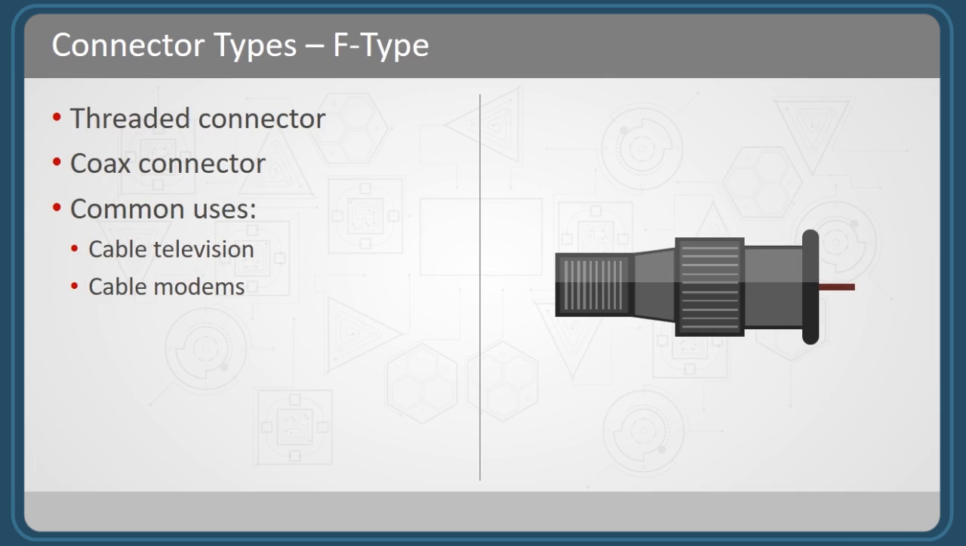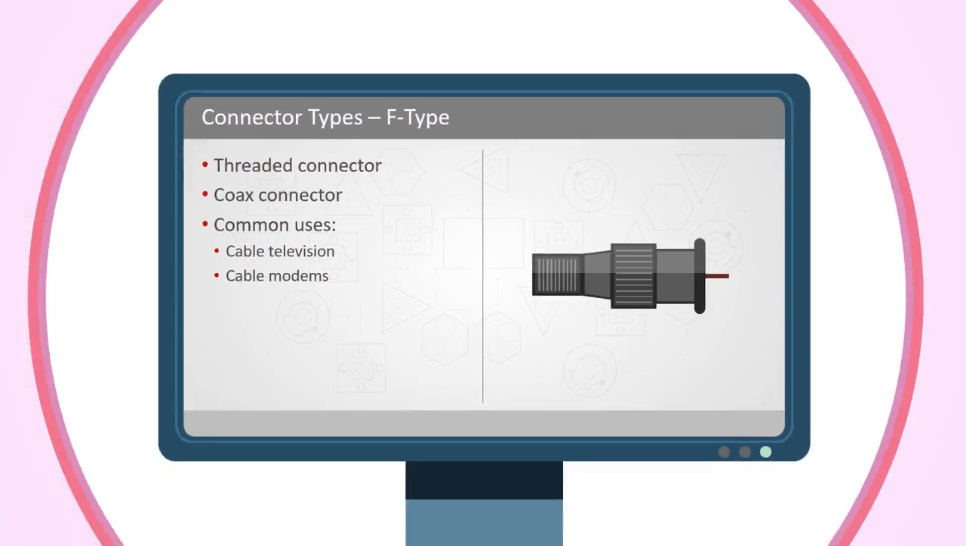And finally, the F-type of connector. This is a threaded connector, so you screwed it on, and this was also used with coaxial cable, but this was commonly used for cable TV and or cable modems. So if you did have a cable TV connection, then this very likely was the type of connection you used, and it looked a little bit like the BNC, but instead of just a twist lock, it actually screwed on, so it certainly made a very stable connection. So again, those are just some of the common connector types that you might encounter when dealing with copper cabling.